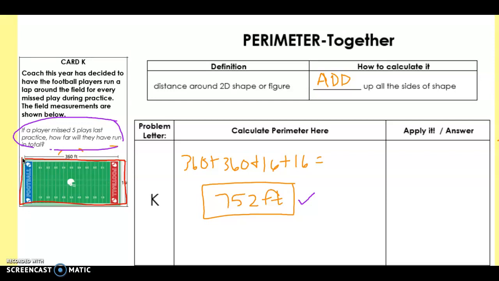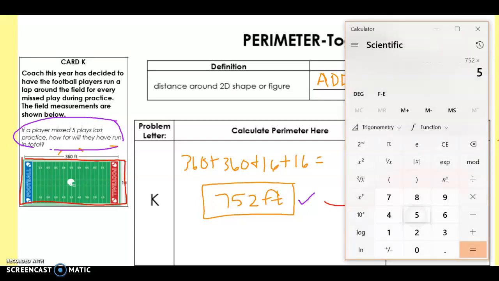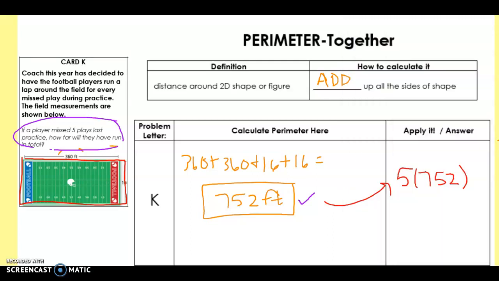He's got to do it 5 times. So when we are looking at doing the same thing 5 times in a row, do you hear me say that keyword times? We would be looking at the operation of multiplying. So 5 times 752, we grab our calculator here, multiply that circle around by 5, we get an answer of 3,760 feet. So that would be the answer to our apply. How far did he run? 3,760 feet around that football field.